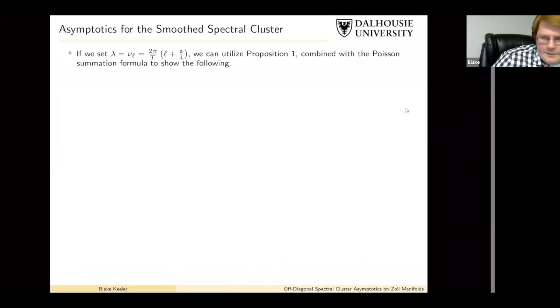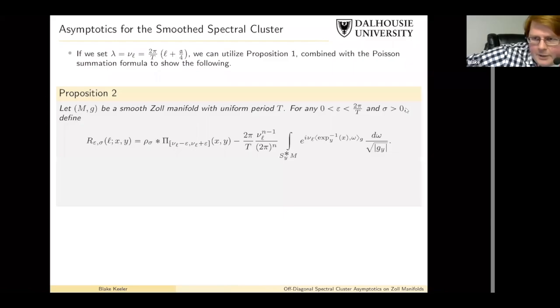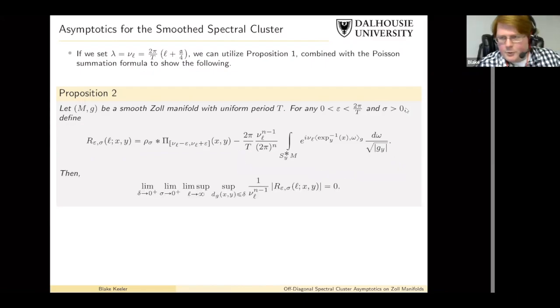So as I've said before, if we set lambda to be this special sequence of nu_L's, we can combine the previous proposition along with some Poisson summation formula trickery in order to write down the next proposition, which is the asymptotic properties of the smoothed out spectral cluster. So I will define the remainder quantity R_{epsilon,sigma} to be the difference between the smooth spectral cluster and the thing I'm claiming is the leading term. And we can show that if we take the appropriate limits in the correct order, we do indeed get 0.